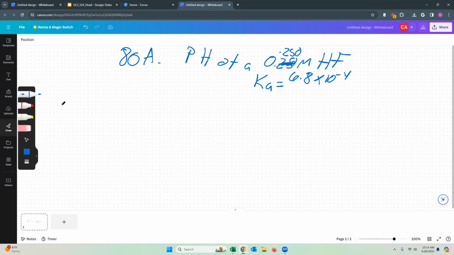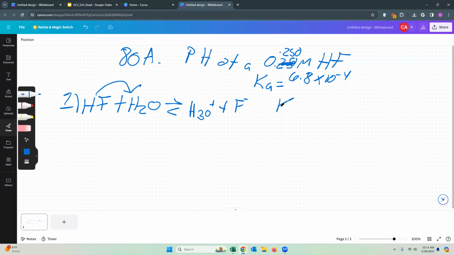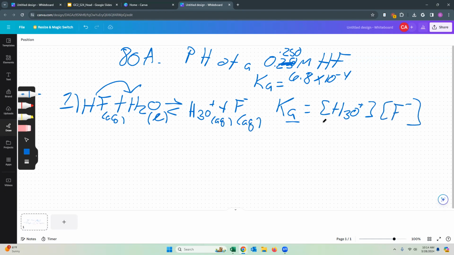All right, so for any acid reaction, the first thing you always want to do is the same. You write down your acid, how it's going to react with water. So acid gives a proton to water to make H3O plus and F minus. You want to write your Ka expression. This is a because it's an acid. That's product over reactant. So H3O plus, and I forgot they did the states. You can always assume your water is going to be liquid. Everything else is aqueous. H3O plus multiplied by F minus divided by HF.